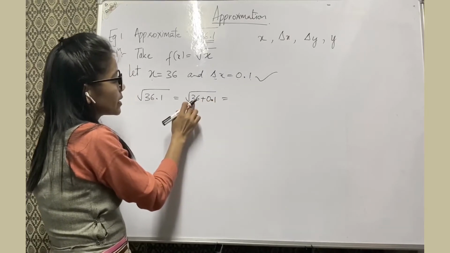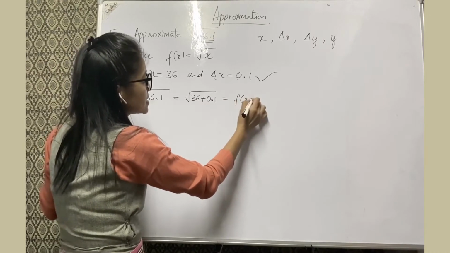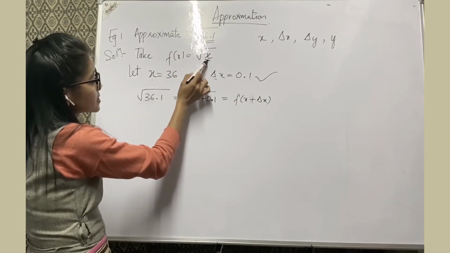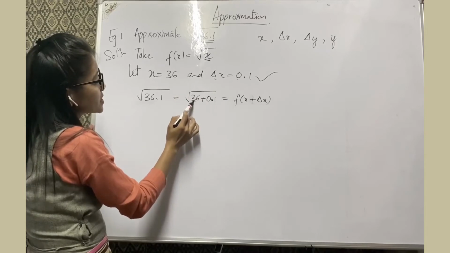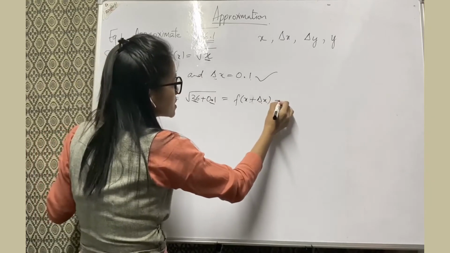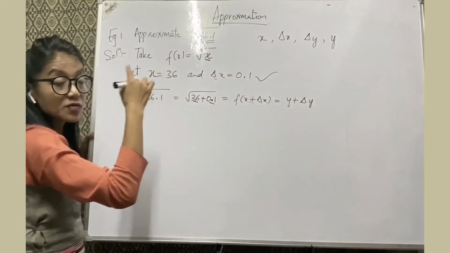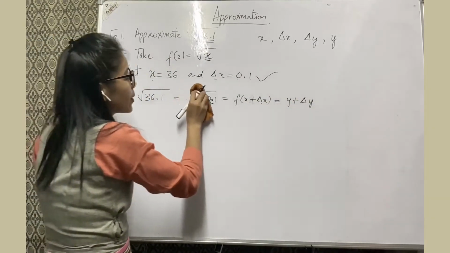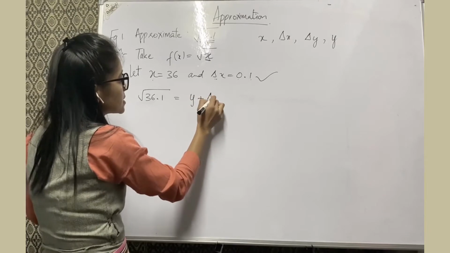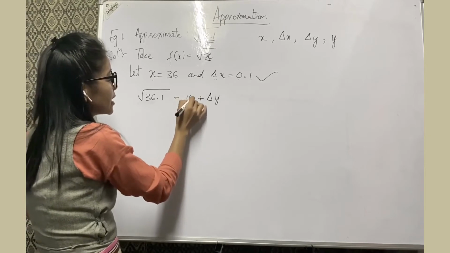So this is f of x plus delta x. F of x is the square root of x. So square root of 36 means it is x, and plus 0.1 is f of x plus delta x. So you have this y plus delta y. In the previous section we had defined this, right? So you only remember this part. So square root of 36.1 is y plus delta y, right? Y means f of x, or you can write f of x plus delta x.